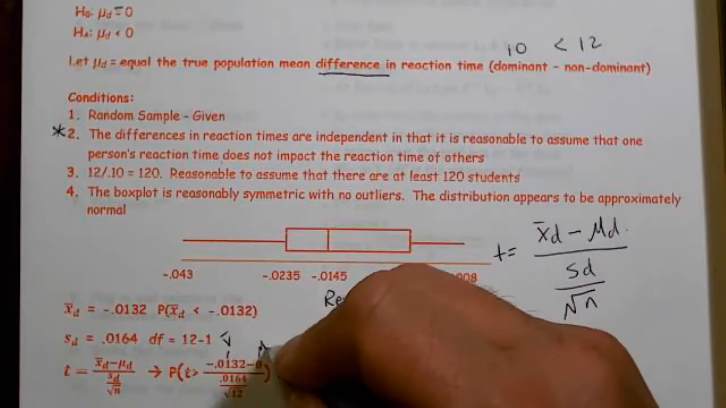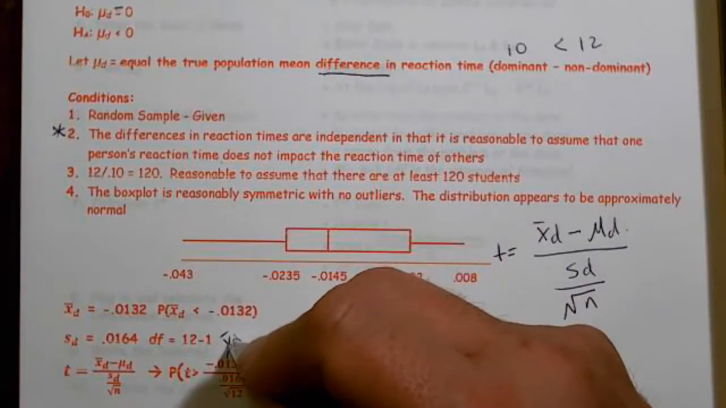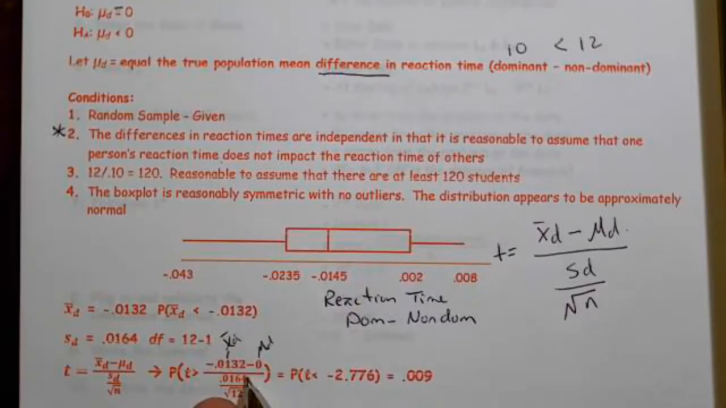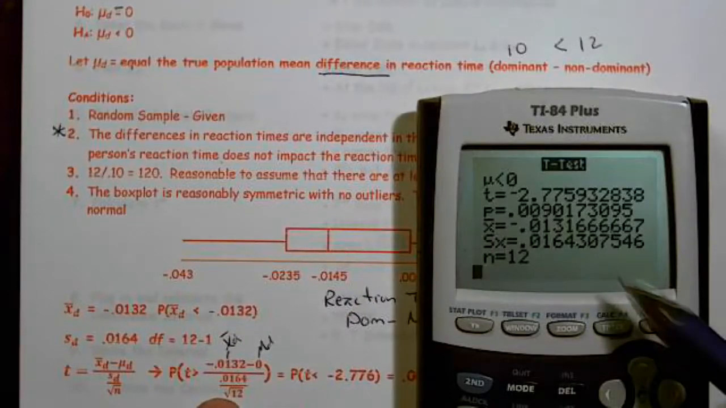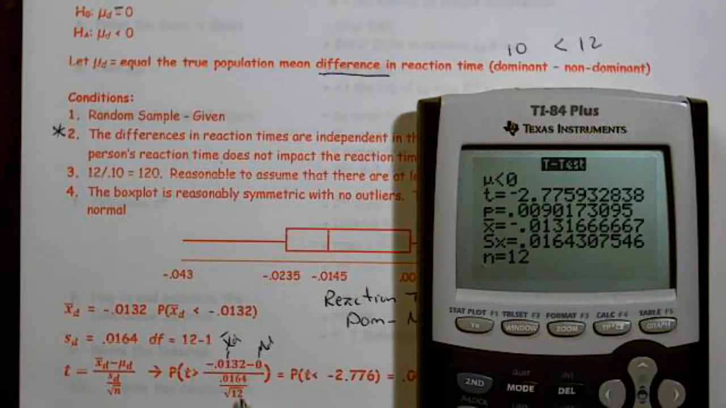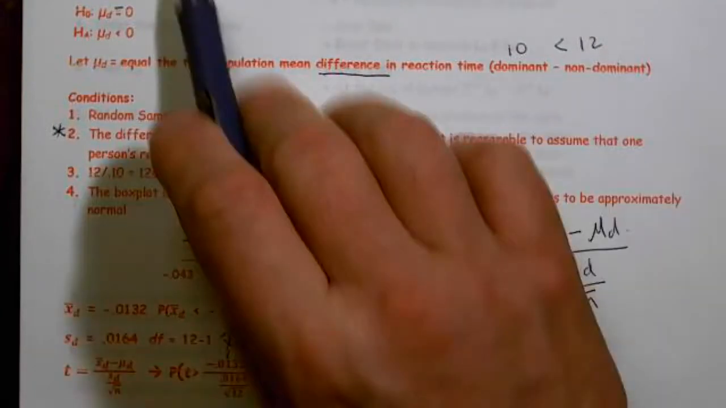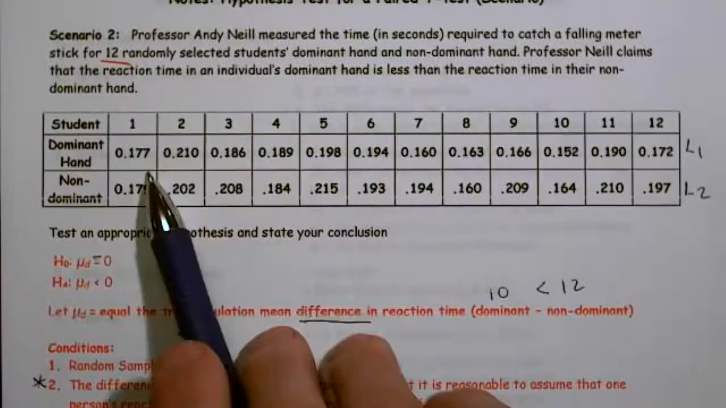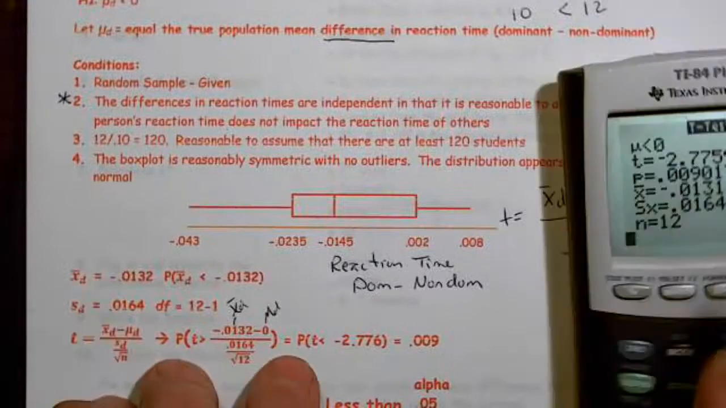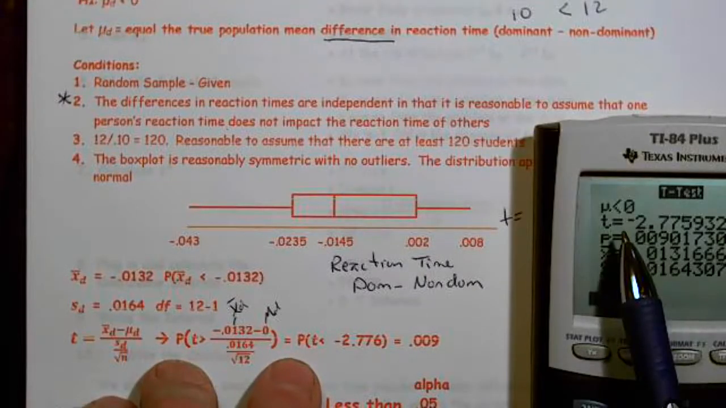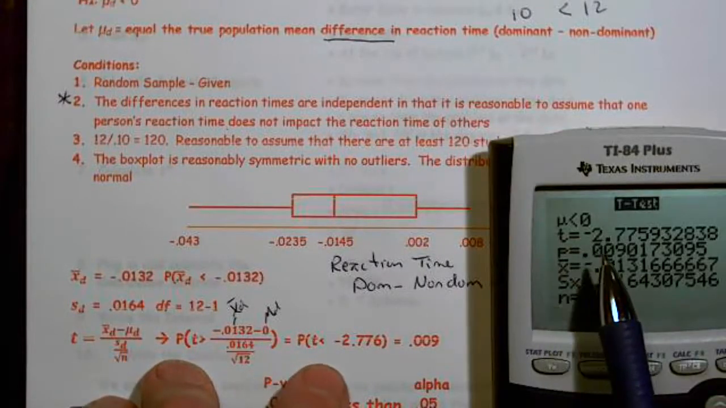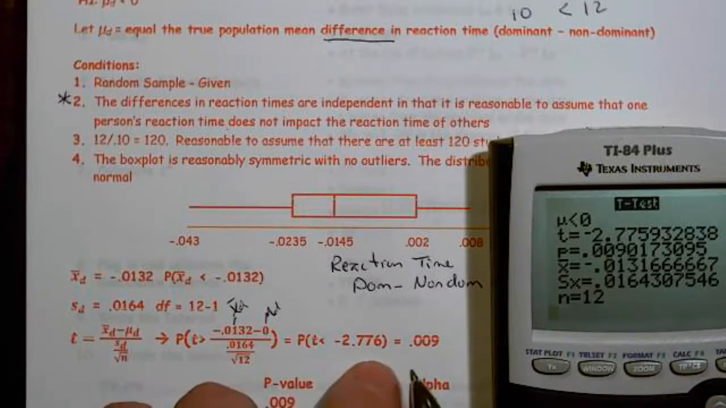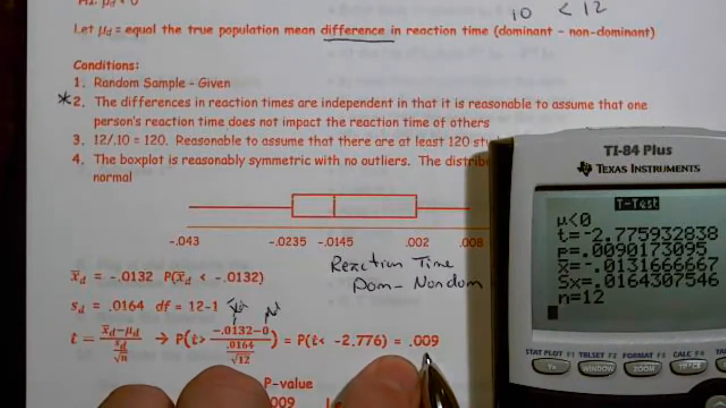This is my mu d, x-bar d, mu d. There's my standard deviation, 0.0164. And that was my sample size, which is 12. It's not 24. I've put 24 readings, but I only sampled 12 people. And that equals the probability that t is less than negative 2.776 and gives us a p-value of 0.009.